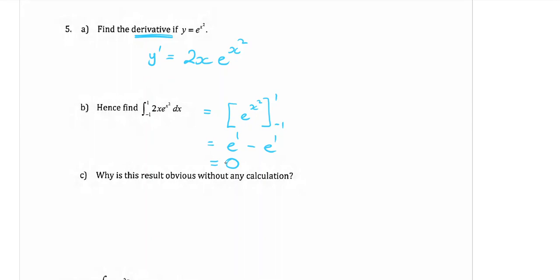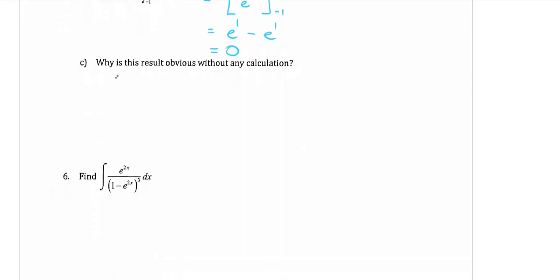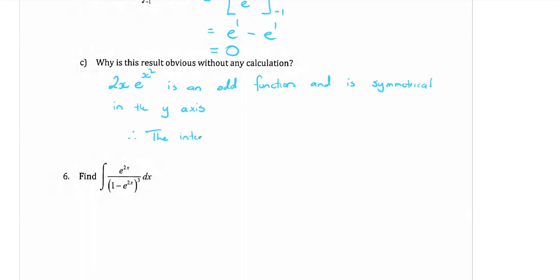comes down to 0. Okay, so I'm going to write down 2x e to the x squared is an odd function and is symmetrical in the y-axis. Symmetrical, maybe that should be a bit better. Symmetrical, but one part above and one part below, right? So, therefore, the integral is 0.